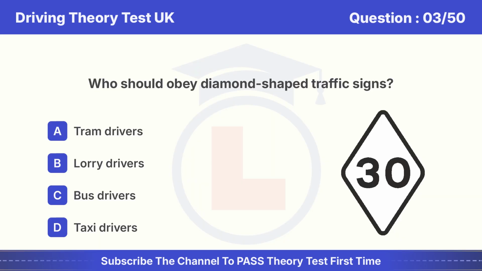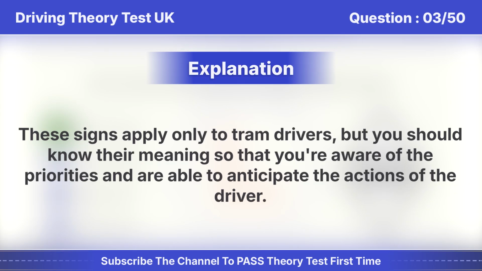Question 3. Who should obey diamond-shaped traffic signs? Answer is A. Tram drivers. These signs apply only to tram drivers, but you should know their meaning so that you're aware of the priorities and are able to anticipate the actions of the driver.